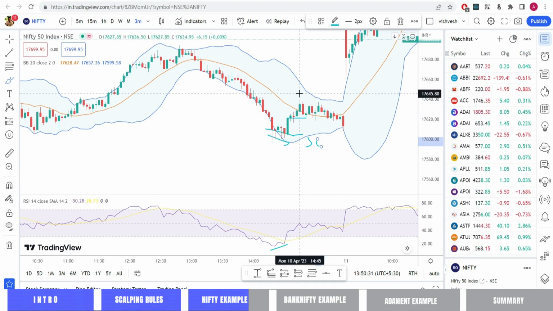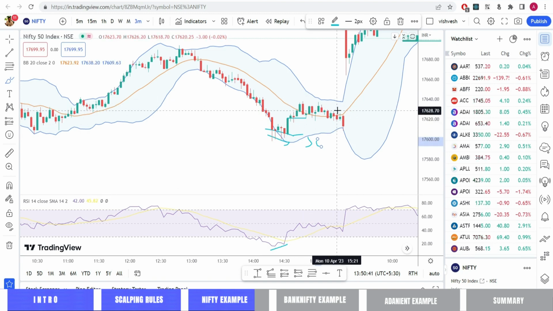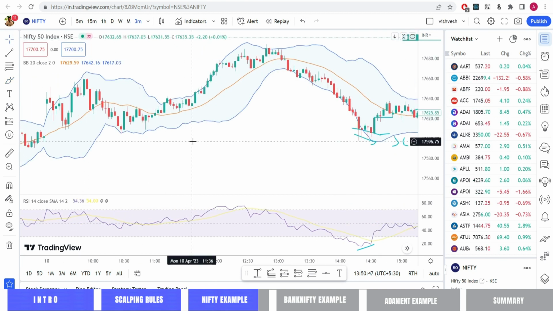The target in this is 1:4, because what I've seen is generally the movement is very quick and we can even get a target of 1:4 pretty easily. But in this case, you can see the market didn't go really up and we will exit somewhere at the closing price because there was no time left. So this was almost like a break-even trade. Let's try to see one more example.